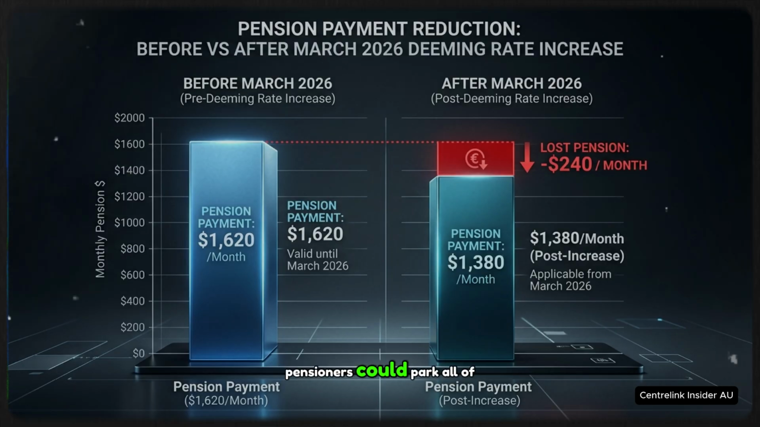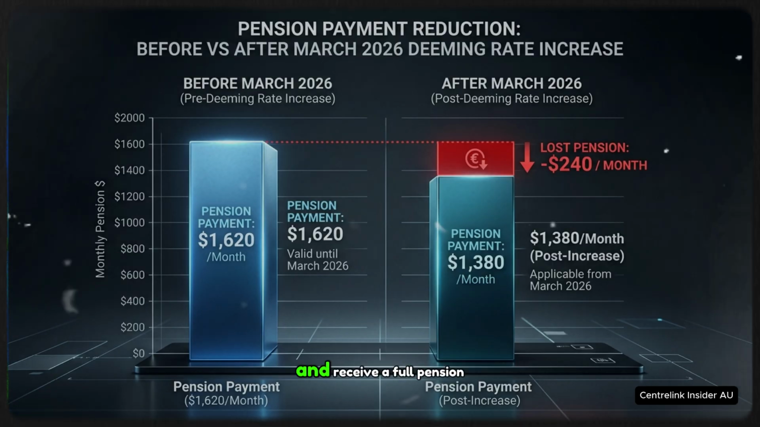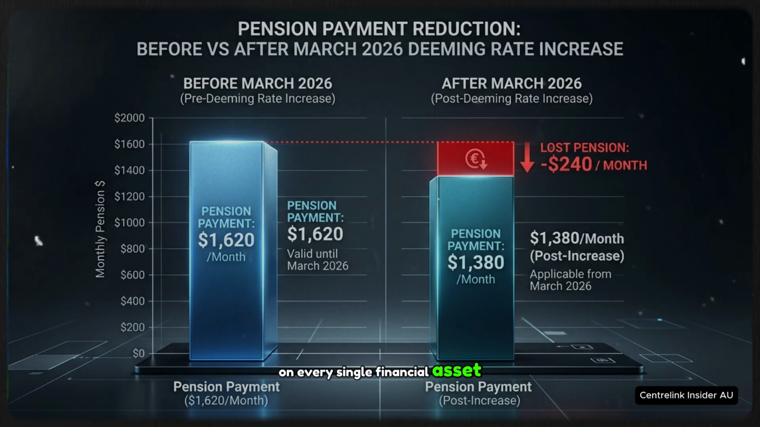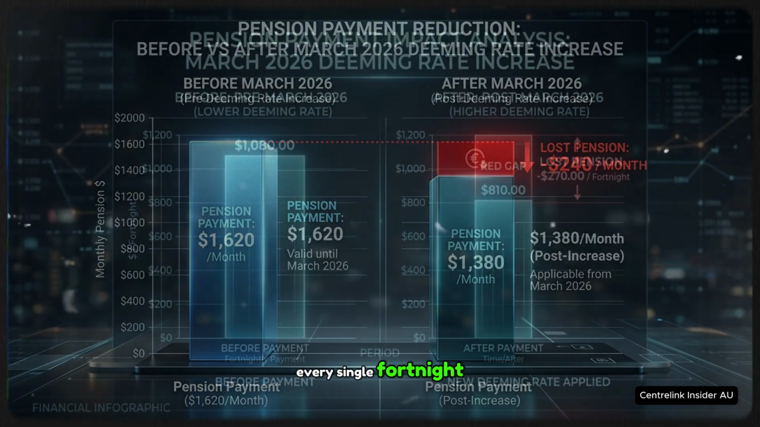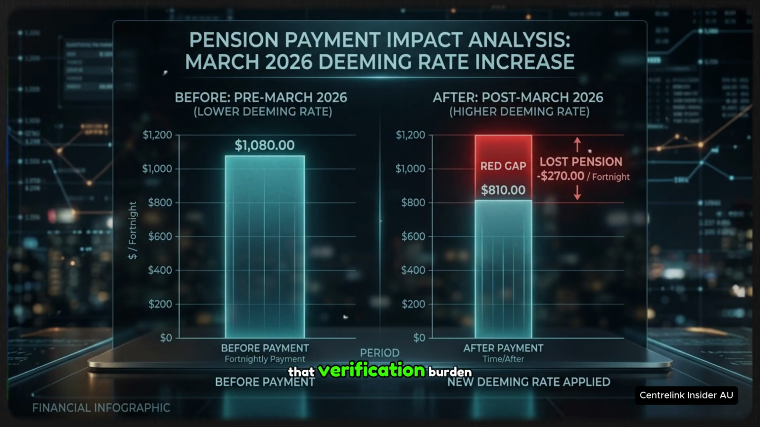Without it, pensioners could park all of their money in a zero-interest account, declare no investment income, and receive a full pension regardless of their actual wealth in financial assets. Deeming prevents that by assuming your money is generating income at a standard rate regardless of where it sits. It also simplifies the Centrelink system enormously. Without deeming, Centrelink would need to verify the actual returns on every single financial asset held by every single pensioner every single fortnight. That would be administratively impossible. Deeming provides a reasonable approximation that can be assessed without that verification burden.